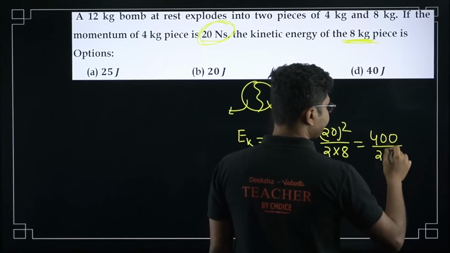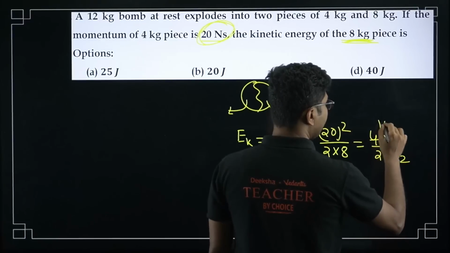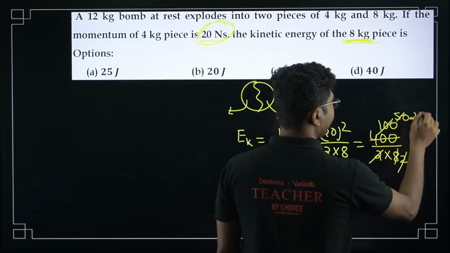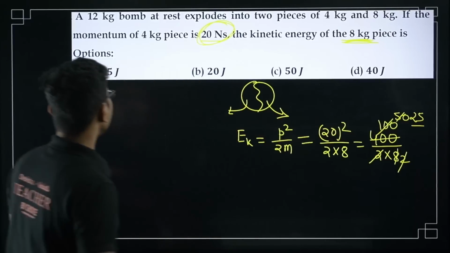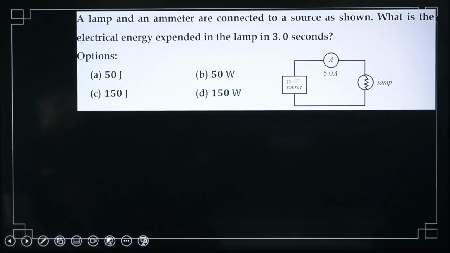So it will be 25. So kinetic energy will be 25 joules. That is option A. Next question.